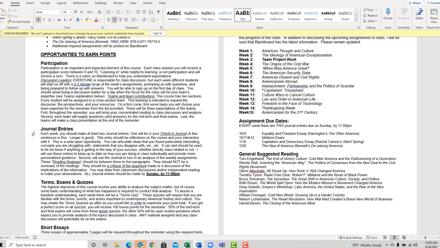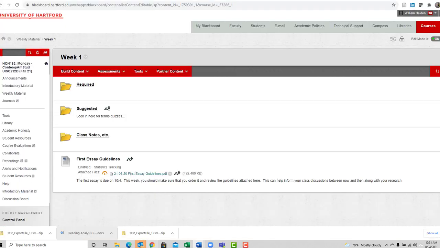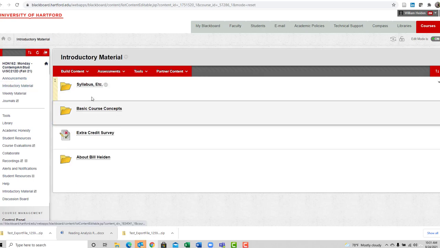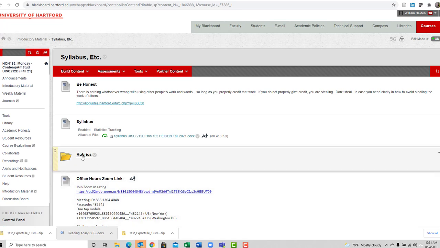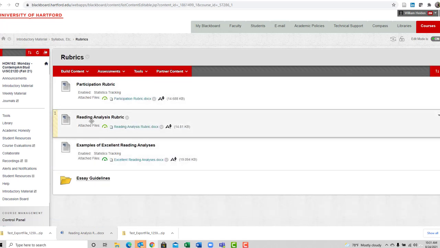Journal entries are also being used for reading analyses. Reading analyses are called reading analyses, but they're really assignment analyses. So any of the material that I give you for the week, you should, before Sunday, do an analysis. These analyses are 3 to 5 paragraphs. In Blackboard, in introductory material, the rubrics. There's a reading analysis rubric, there's a participation rubric, and there's also examples of excellent reading analyses.